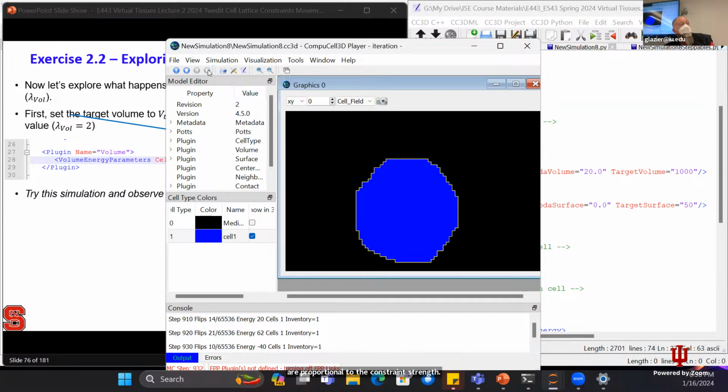Is the volume of the cell going to be bigger or smaller now when I change lambda volume? The constraint strength. I've made the constraint strength bigger. Will the cell be bigger or smaller? Somebody? Try it. See what happens. Anybody tell me what they got?